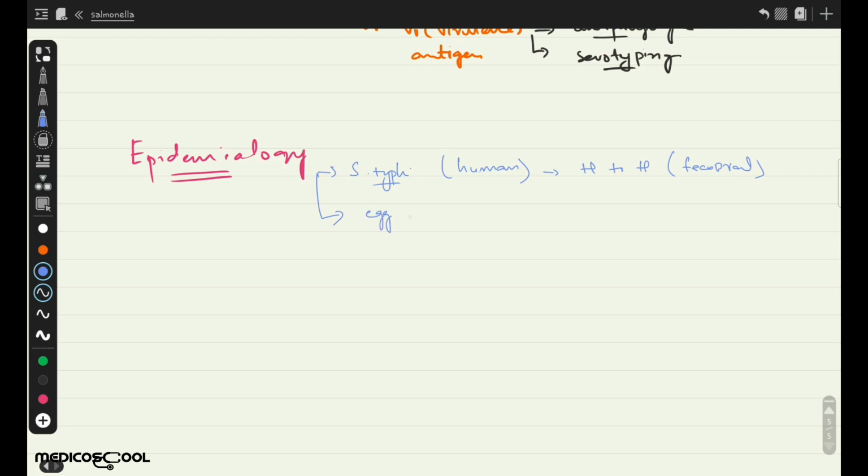eggs, poultry, undercooked meat, dogs, and other pets in addition to humans. Although they are also present in humans, they can also be found in such things, in contrast to Salmonella typhi, which is only present in humans.